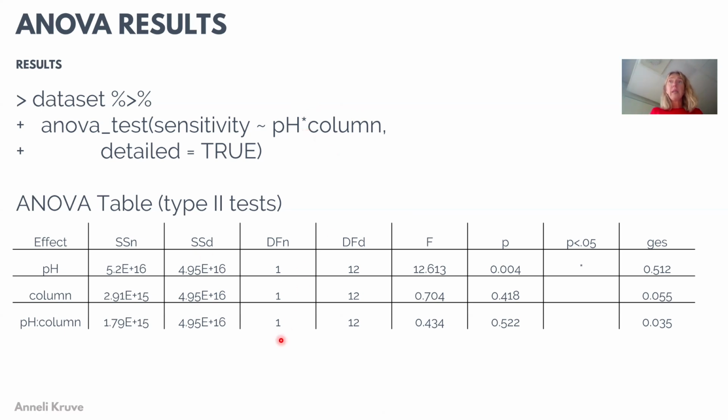And what we would get here as a result is three effects: the effect of pH, the effect of column, and the combined effect. We get the different sums of squares, the degrees of freedom for all, and the F values from comparing the variances for each of the effects with the random error variance.